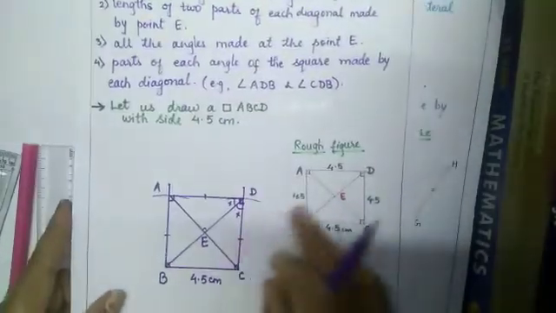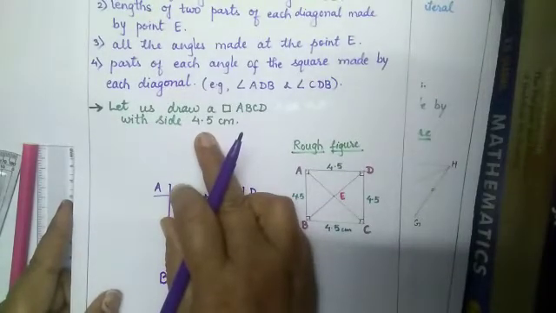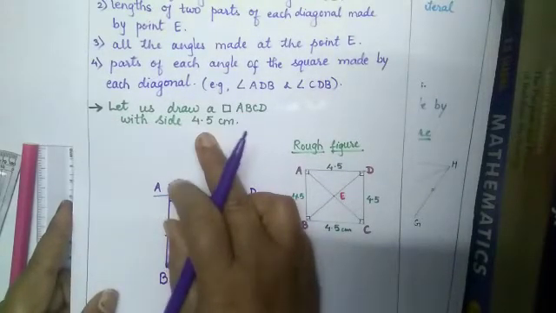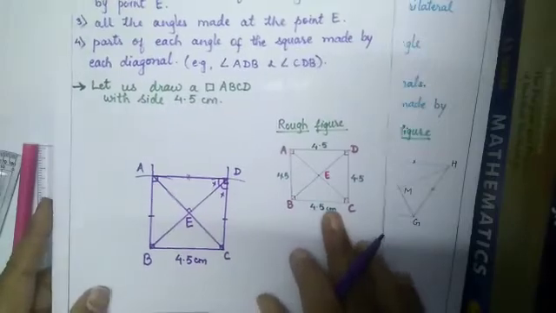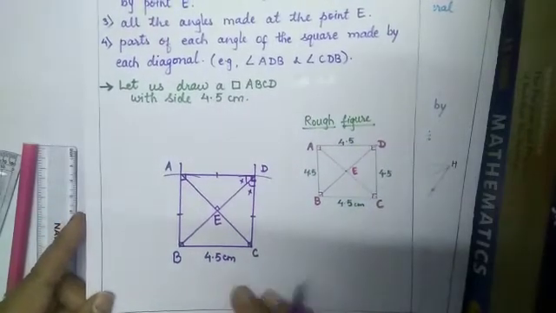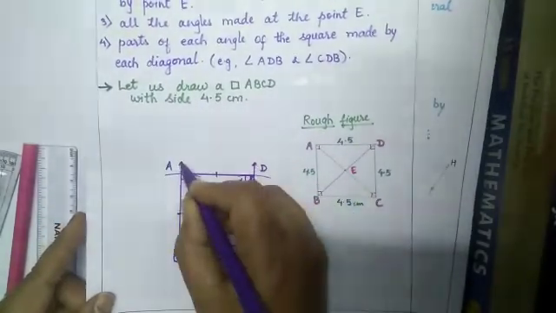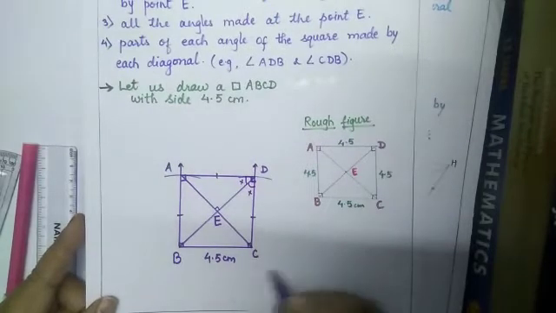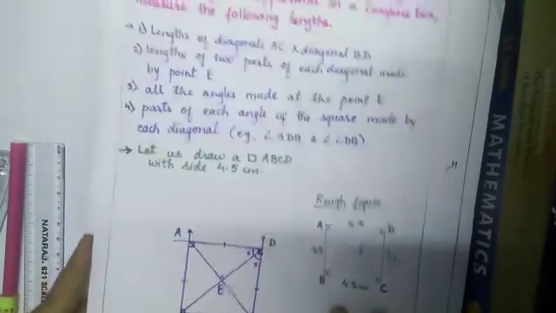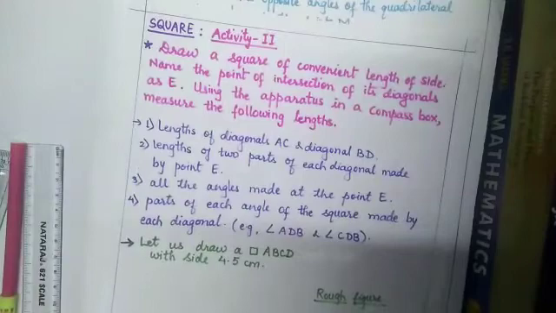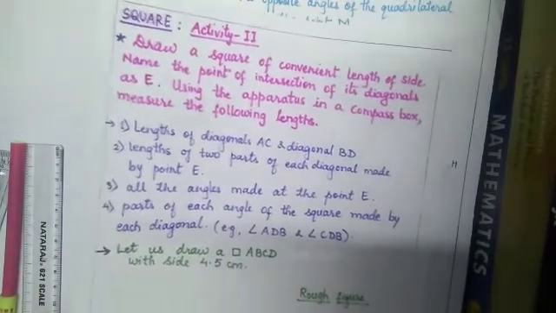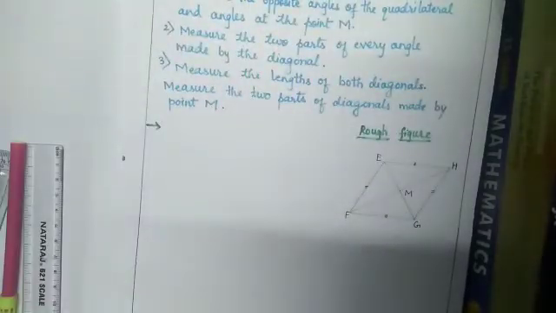So we have to take a convenient measure of side of a square as 4.5 centimeter. First we will draw the rough figure, then we will construct it. These are the two arrows. So all sides are equal now. So in this way, activity 2 is also over. Understood? Now let us see the third activity of rhombus.